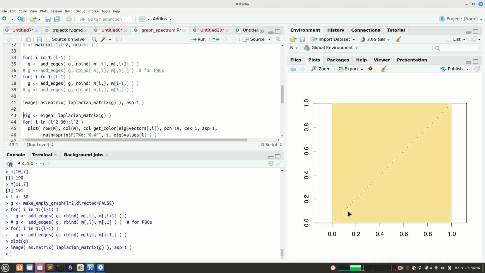Let's first see how the adjacency matrix should look. If this is the matrix, and here's the diagonal, each vertex is connected with its neighbor to the right. So we should see these lines here. And there are always gaps because I haven't made periodic boundary conditions.